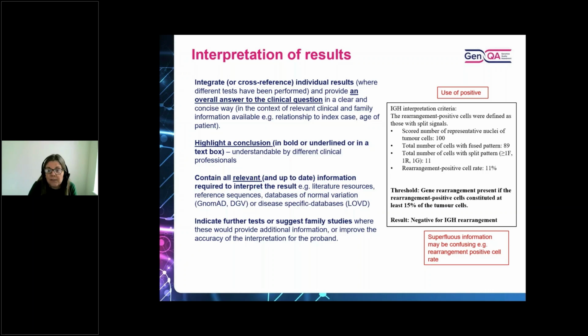For instance, they have used "rearrangement positive", which, as Melody explained, is terminology that we would not encourage because it can be confusing. They've also included an awful lot of information to do with the number of tumour cells with different patterns. So all of that information, if you wish to include it in a report, might be better included perhaps in a summary table as opposed to being in the interpretation part of the report.